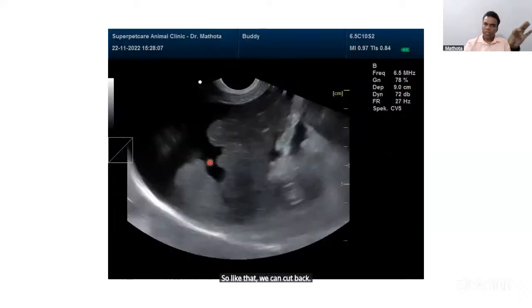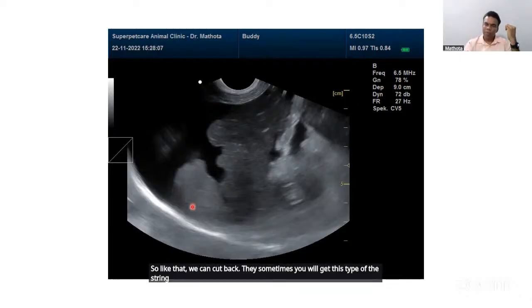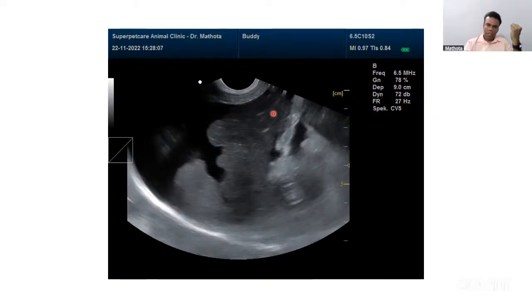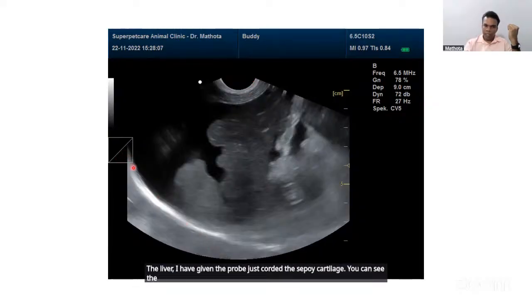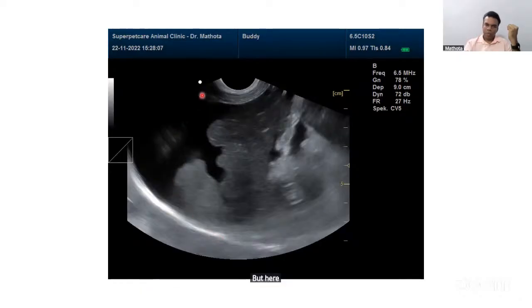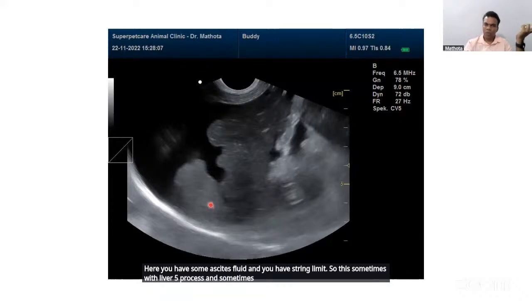Then sometimes you will get this type of liver: the shrunken liver with irregular margins. I have kept the probe just caudal to the xiphoid cartilage. You can see this is the diaphragm. Here you have some ascitic fluid and you have a shrunken liver. So sometimes with liver fibrosis and sometimes with cirrhosis, you will get this type of liver lobes.